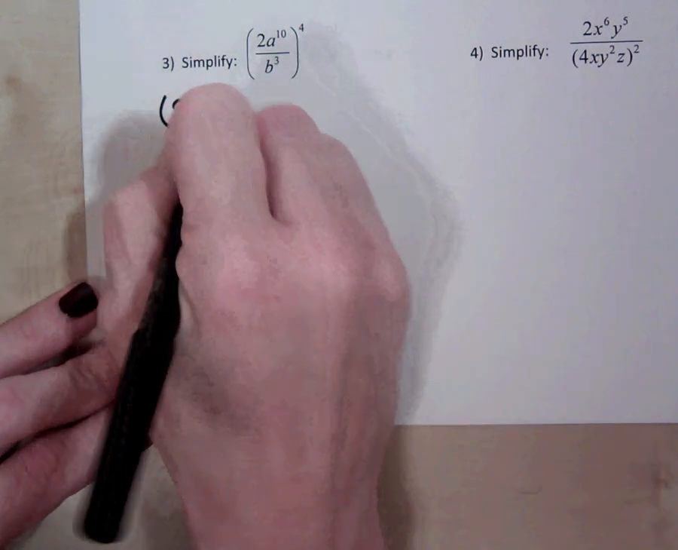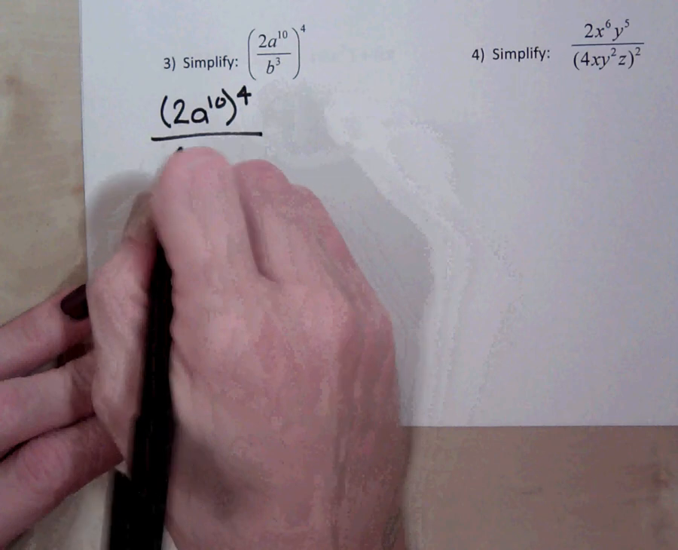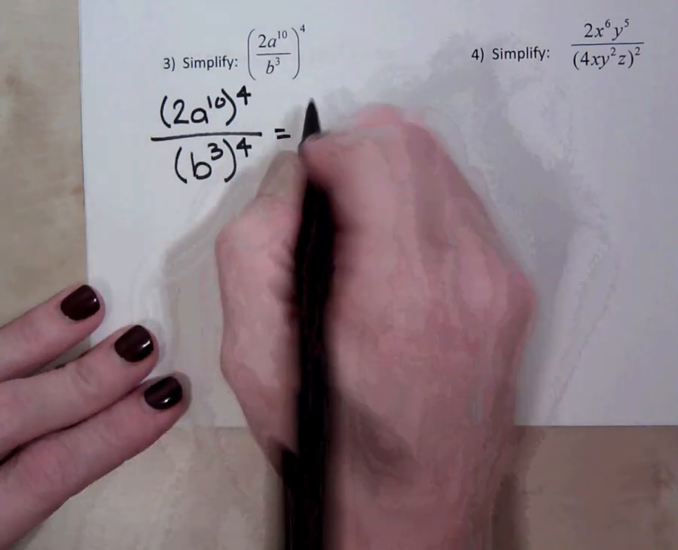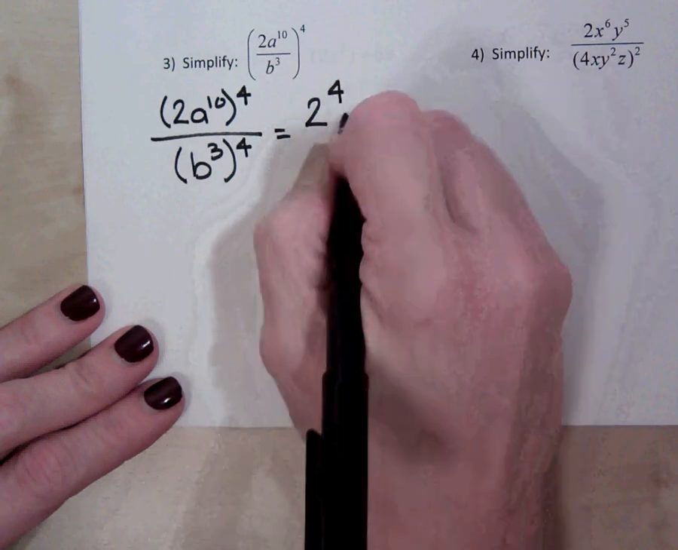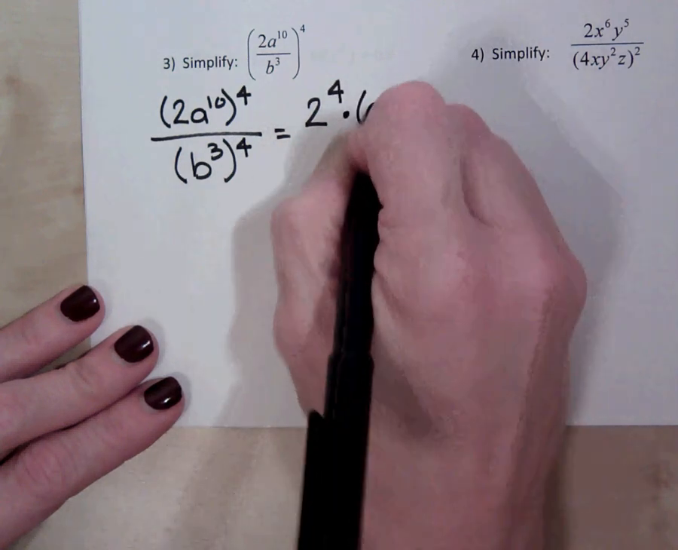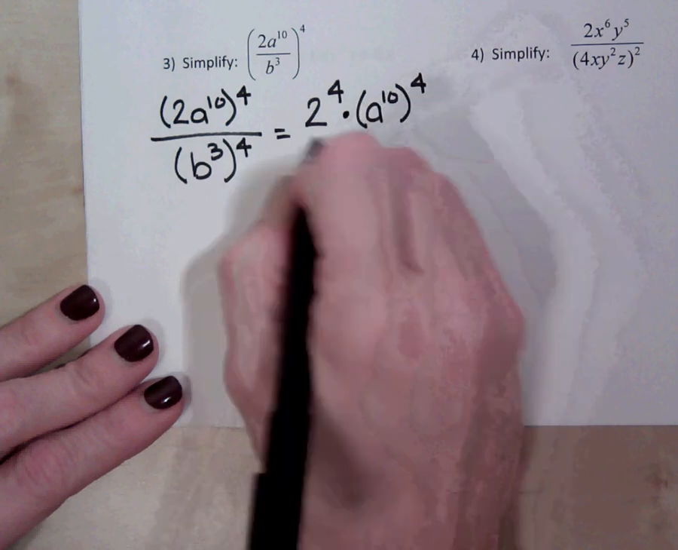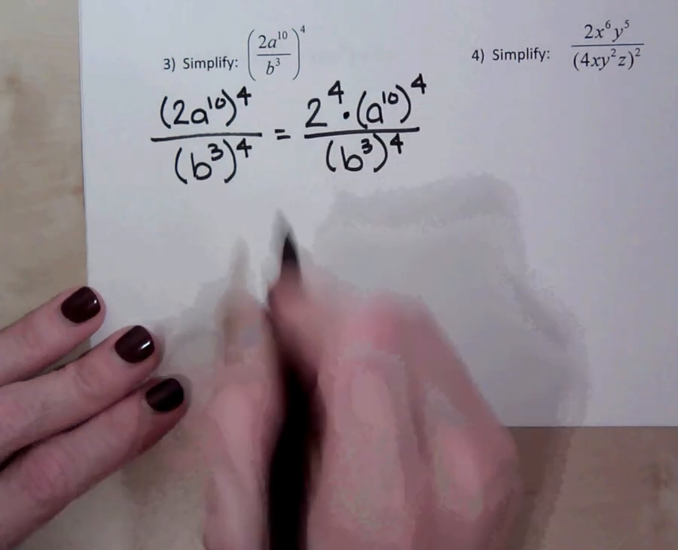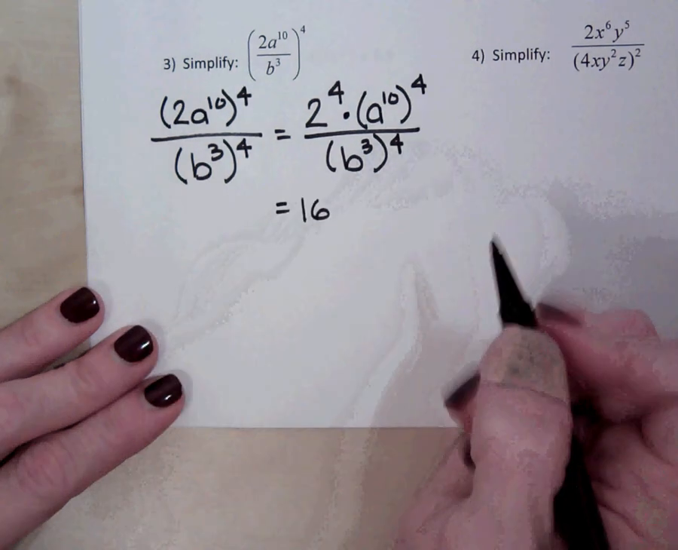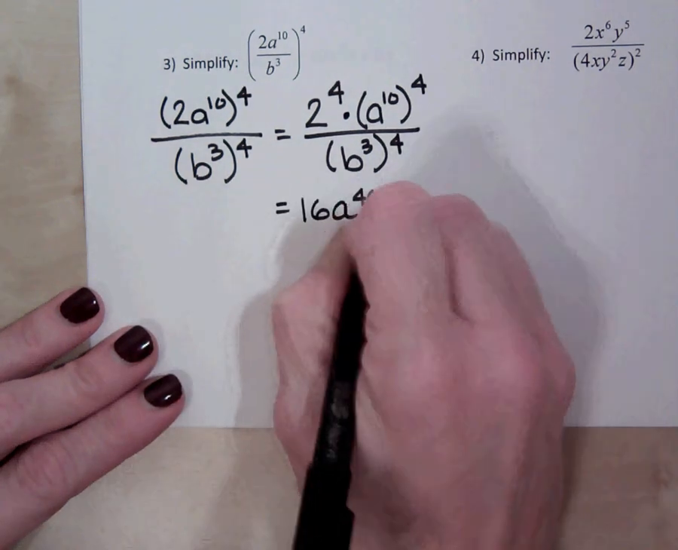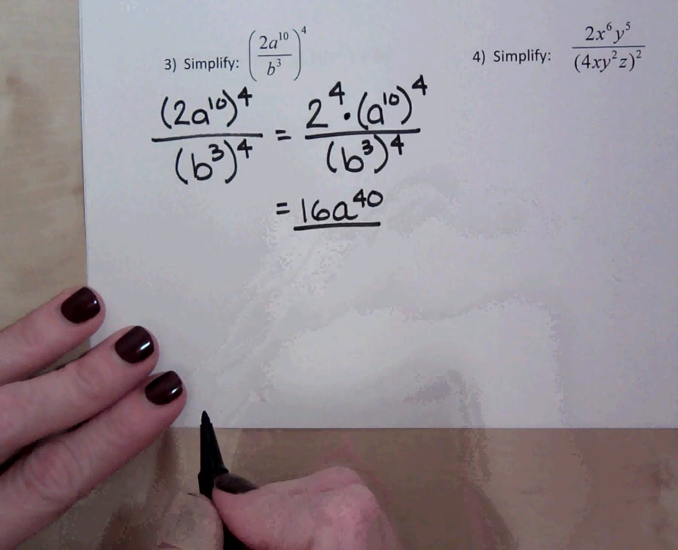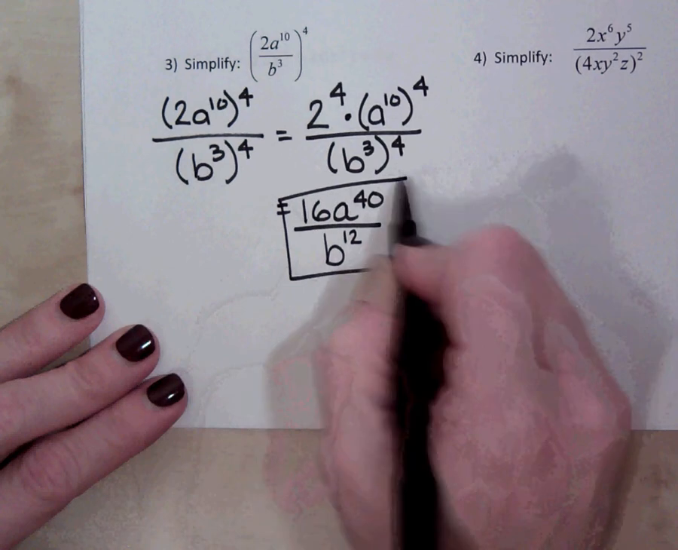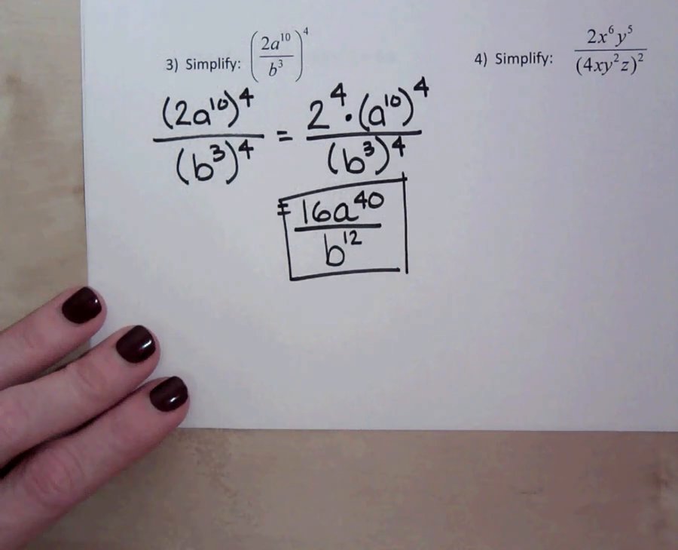My numerator is raised to the 4th power as well as my denominator. So 2 gets raised to the 4th power as well as a to the 10th gets raised to the 4th power. Now that I've got everything with the 4th power, I can simplify. 2 to the 4th power is 16. 10 times 4 is 40, so that becomes a to the power of 40. And 3 times 4 is 12. So 16, a to the 40th, all divided by b to the 12th.